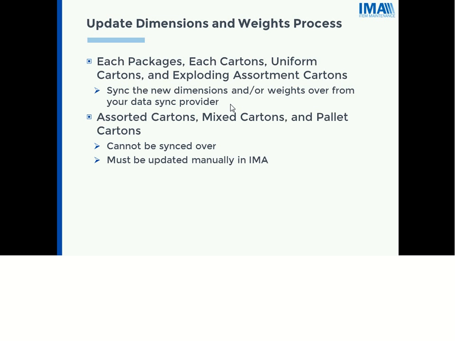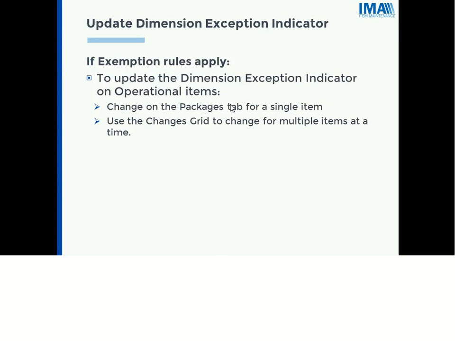Talk to someone from your data sync provider. You can actually do kind of a back sync if you have items in IMA that are existing but you didn't sync them over. And they can actually pull those back into their data sync system so that moving forward you can sync over those changes. And then if you do assorted cartons, mixed cartons, and pallet cartons, just as a reminder, they can't be synced over and you do have to manually update those in IMA.